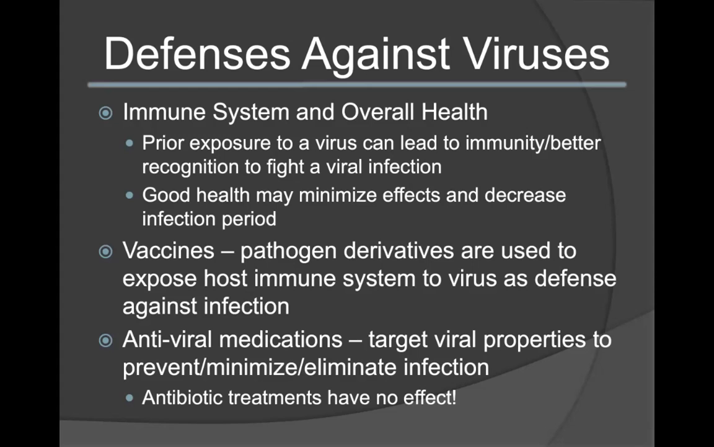Vaccines typically have pathogen derivatives that are used to expose the host immune system to the virus. This will then allow for the organism to be able to remember what the virus is within its immune system. This can sometimes lead to lifelong immunity for certain diseases, or it may lead to an increased ability to fight the disease once an organism has been exposed to it. There are also many antiviral medications that target specific viral properties. These can be used to prevent, minimize, or eliminate the infection.